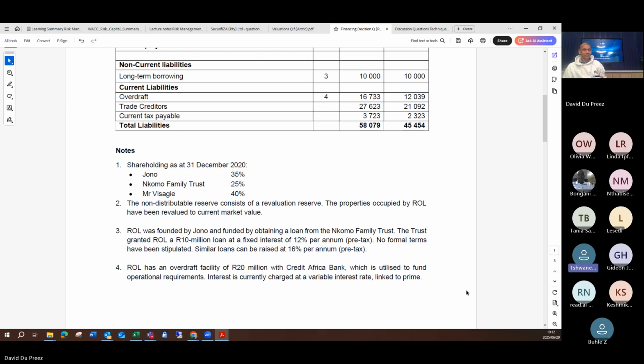I wouldn't include it. Reason being, like you said yesterday, you would probably only include an overdraft facility if it's for long term, but them using it to fund operational requirements, I don't know. Well, that's fine. Tanya, what do you say?